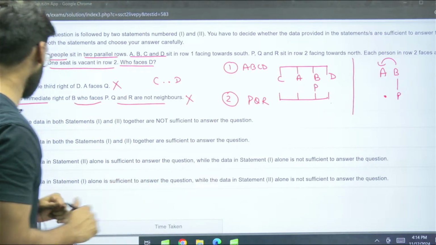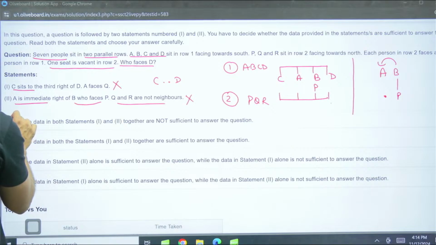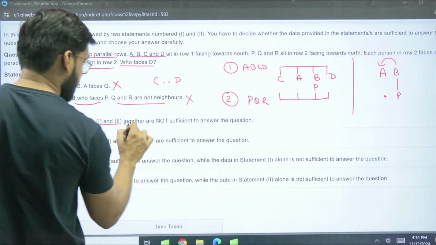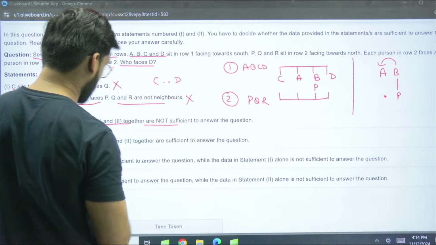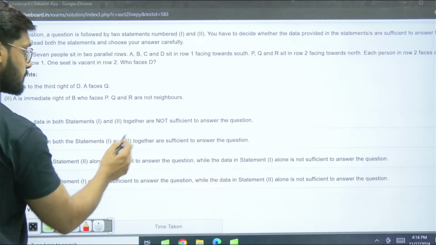The right answer should be: not sufficient. Option A, the data in both statements 1 and 2 are not sufficient to answer the question. Let's mark this question and see if we are right or not. Okay.